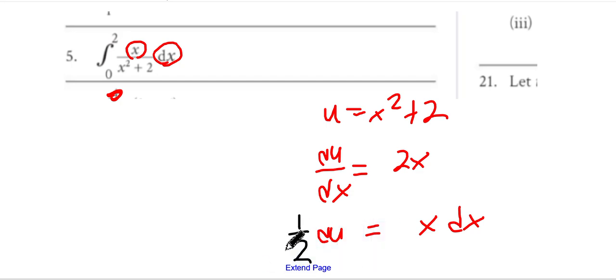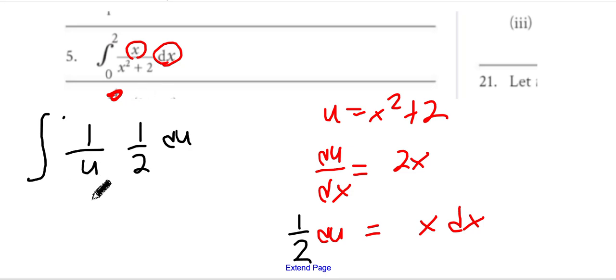Now what we're doing is wholesale substitution here. Don't worry about the limits for the time being. We're going to put everything back where it started from, okay? So x dx turns into half du. The x squared plus 2 turns into u. Happy enough with that? We're allowed to bring a constant outside, aren't we?